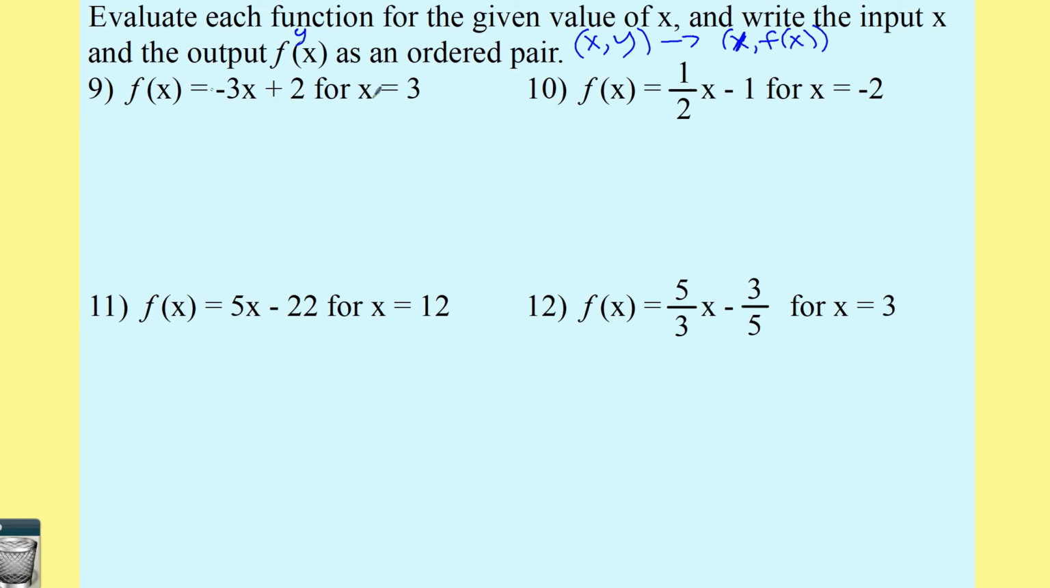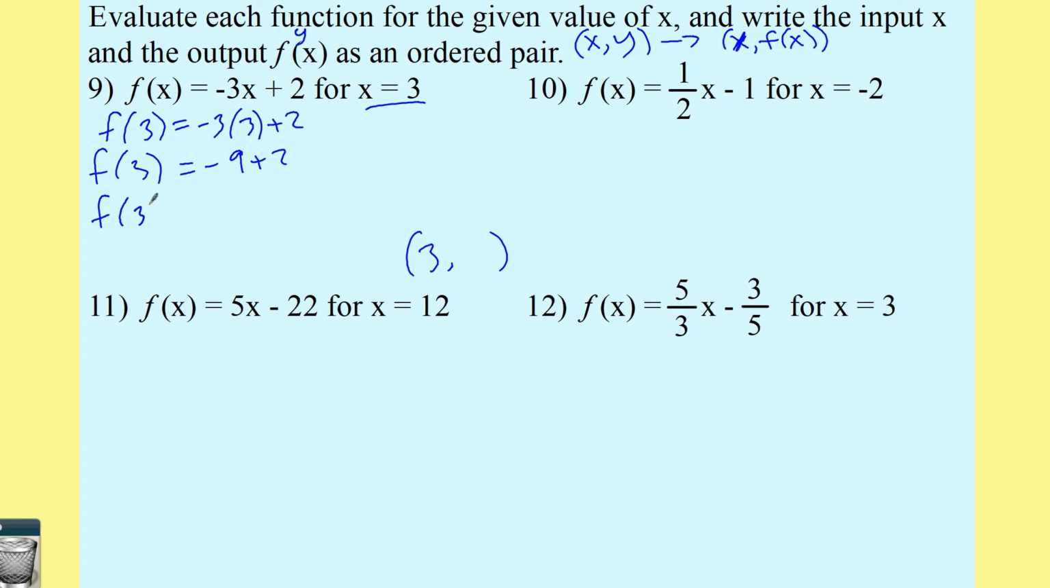Okay, so then for number 9, I know what x is. Great, I've got part of my point. It's 3 comma something. Well, we need to figure out what f of 3 is. So to figure out what our y coordinate is, we need to plug in 3. So we do -3 times 3 plus 2. So we get f of 3 equals -9 plus 2, which is -7. So our point is 3 comma -7.